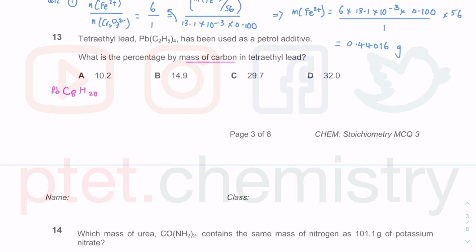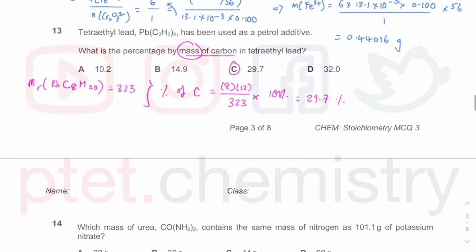So altogether, my Mr of this, so go straight to your periodic table. Lead is in group 4, Pb, so it's 207. 207 plus 12 times 8 plus 20 times 1, that's 323. So the percentage by mass of carbon. How many carbon do I have? I have 8 carbon. Each carbon has a relative atomic mass of 12 out of the total relative mass, which is 323. So the whole thing multiplied by 100%. And I get 29.7%. So the closest one is option C there.